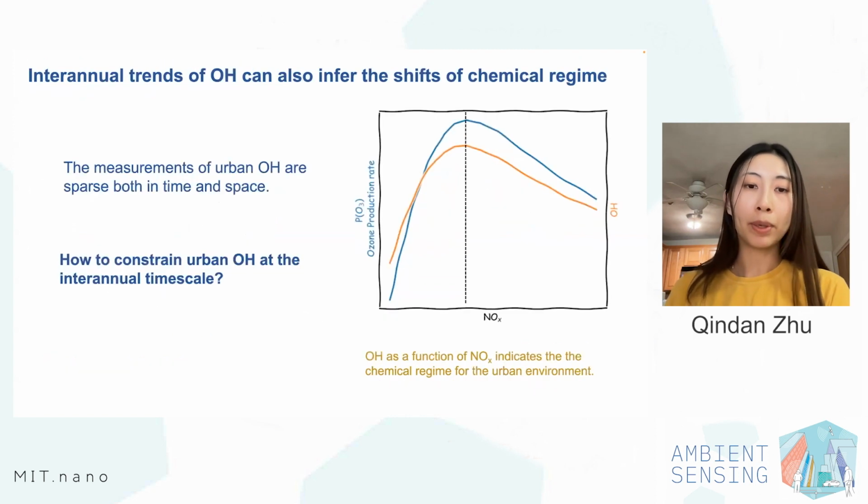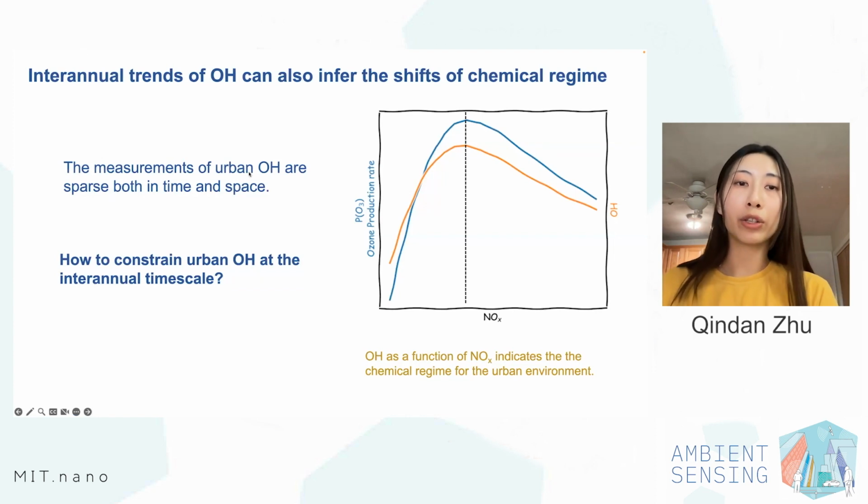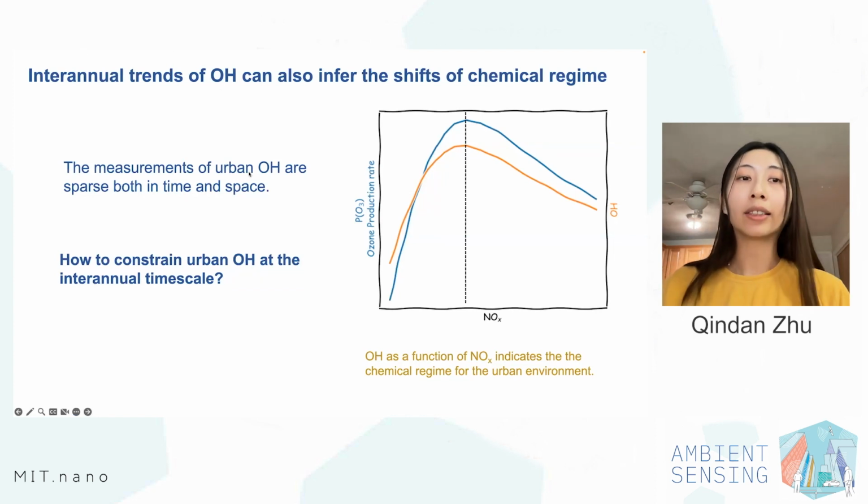From the chemical perspective, OH as a function of NOx closely tracks the relationship between ozone production rate versus NOx. That said, if long-term OH trends are available, we can actually utilize the relationship between OH and NOx as the implication of the chemical regimes at the interannual timescale, and this will provide scientific evidence to help the policymakers issue the most effective strategy of controlling ozone pollution.